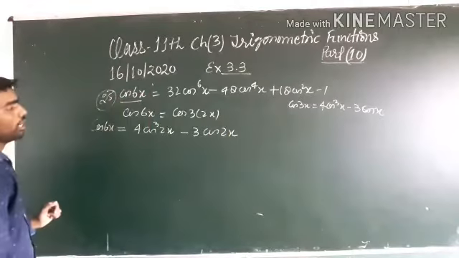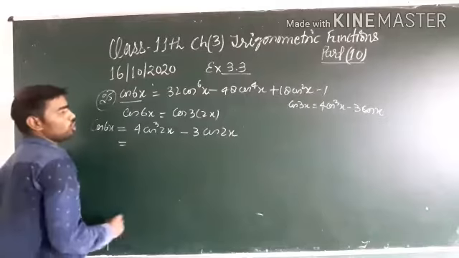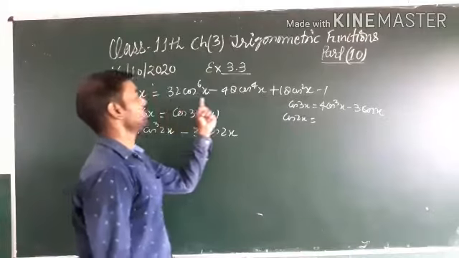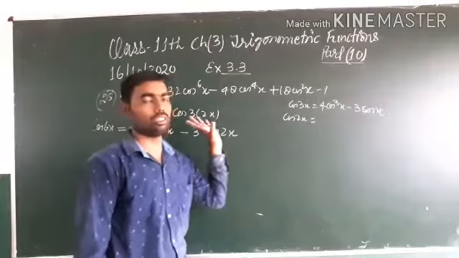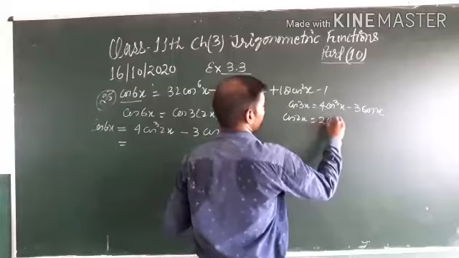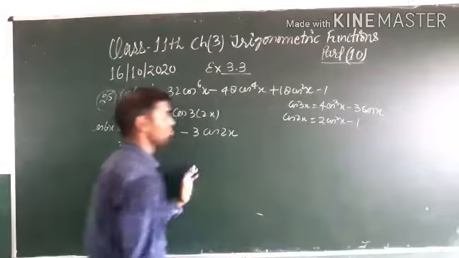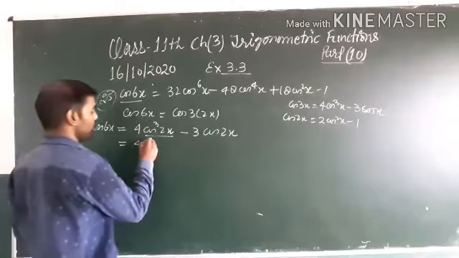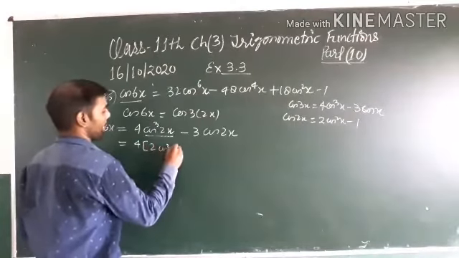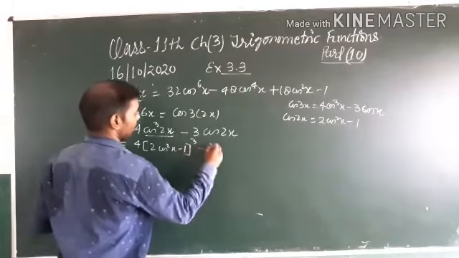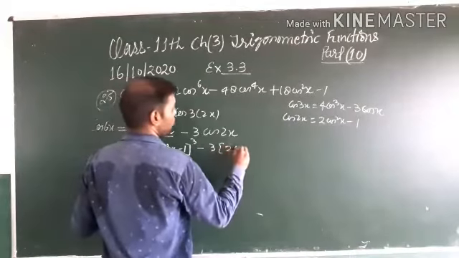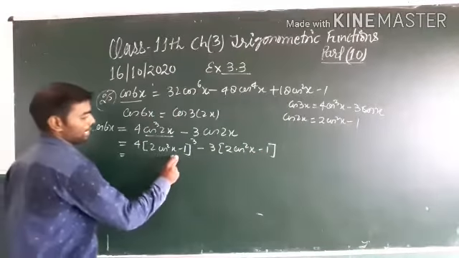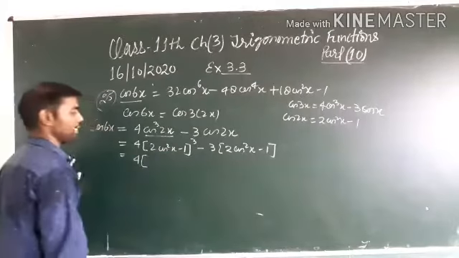Now again, here you can see only this is a cos x term, only cos x term. So we use cos 2x is equal to 2 cos square x minus 1. So this is 4 into cos 2x whole cube, it means 2 cos square x minus 1 whole cube, minus 3 into 2 cos square x minus 1. Now again this is (a minus b) whole cube.